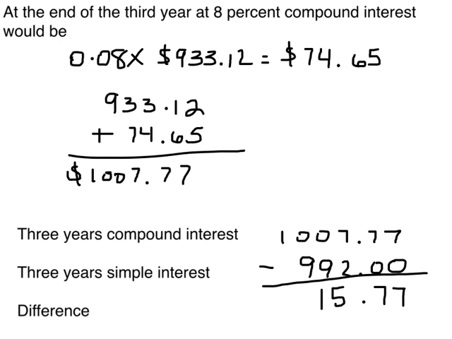Now, what's the difference in the two? In simple interest, she received $992 at the end of 3 years. But at compound interest, she received $1,007.77. So there's a difference of $15.77. Now, granted, that's not a huge difference on an original amount of $800, but imagine if that were $8,000 or $80,000, then you're talking a whole lot of difference, okay?